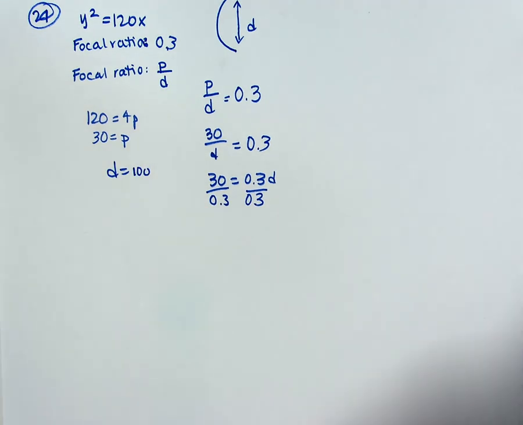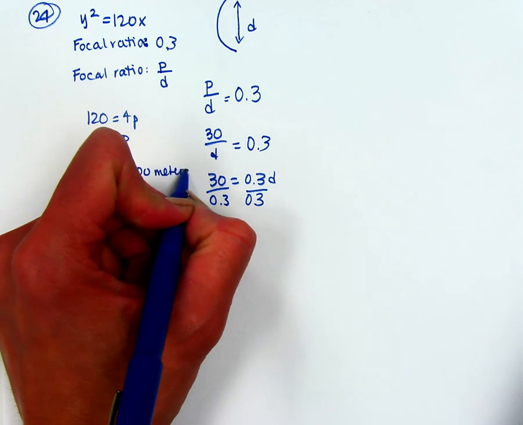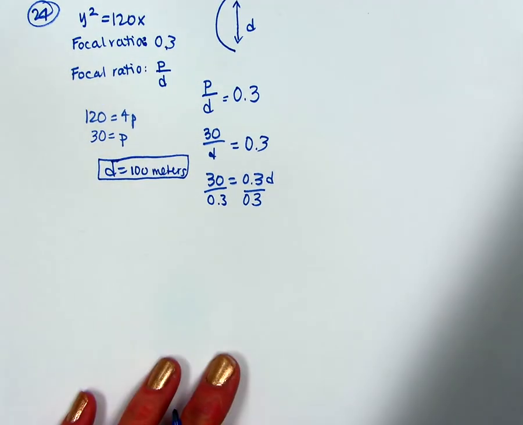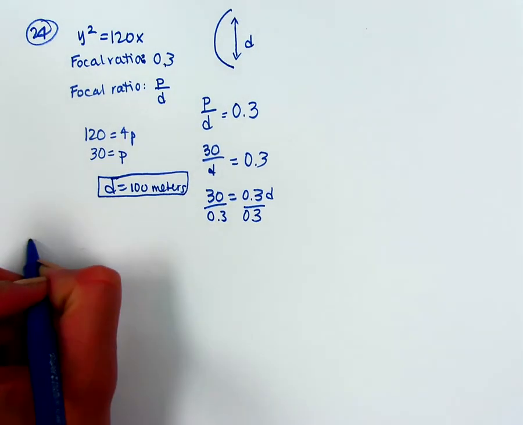And it said that the units in this problem are in meters, so this must be 100 meters. So that's how large this telescope is, which is pretty large. Right? All right, number 25.